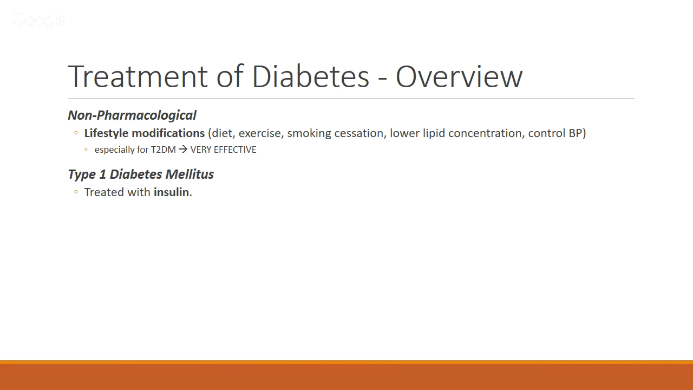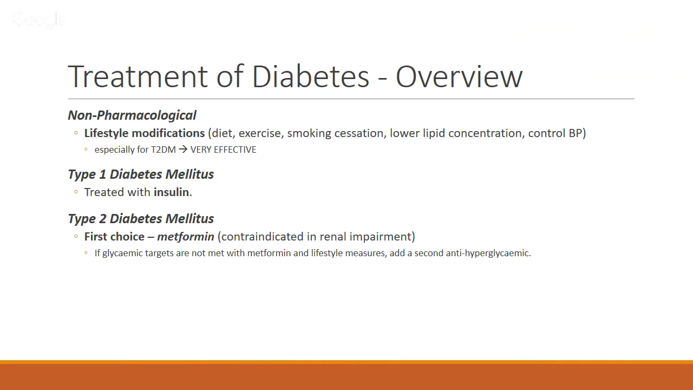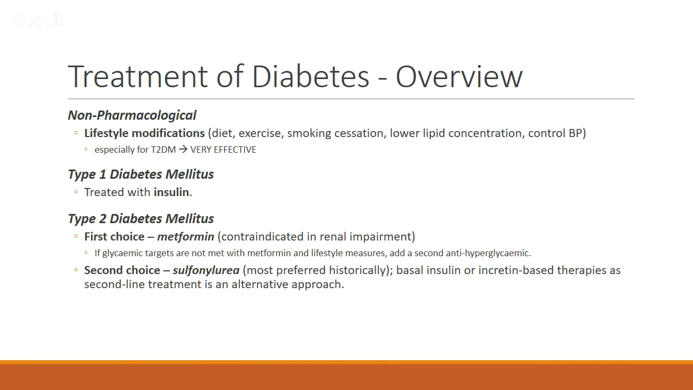So for treatment of diabetes, lifestyle modifications are really important, especially for type 2. Often with good lifestyle modifications, you don't need much medication. Type 1 is generally treated with insulin. Type 2 you generally treat with oral hypoglycemics, so any oral medications that lower your blood glucose. First choice is metformin, contraindicated in renal impairment. And if you have renal impairment, you go to sulfonylureas.